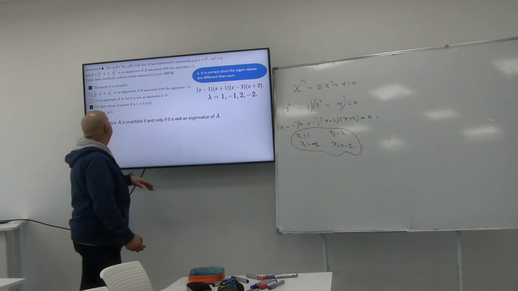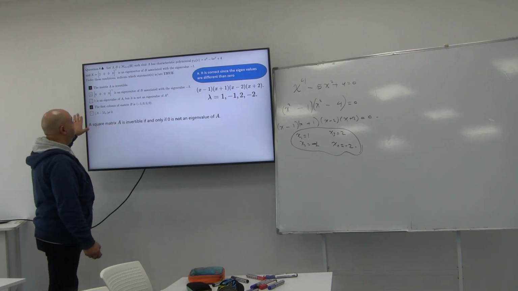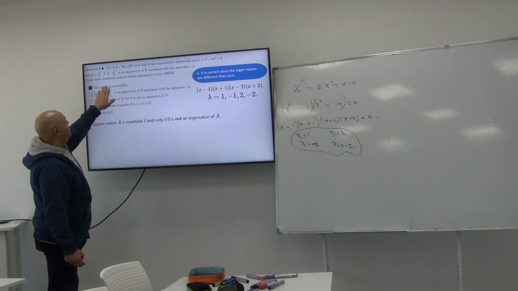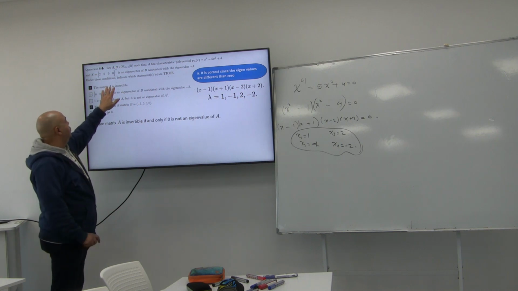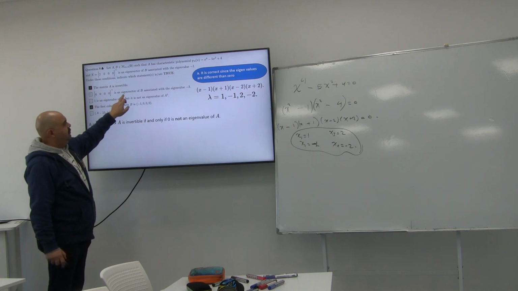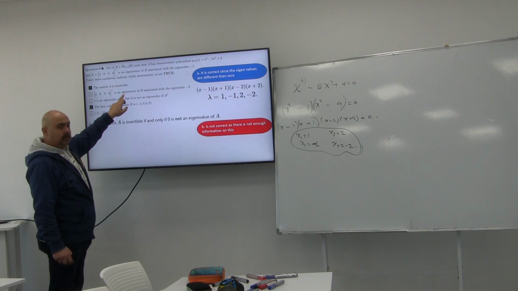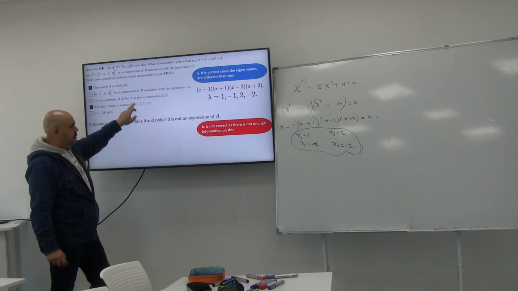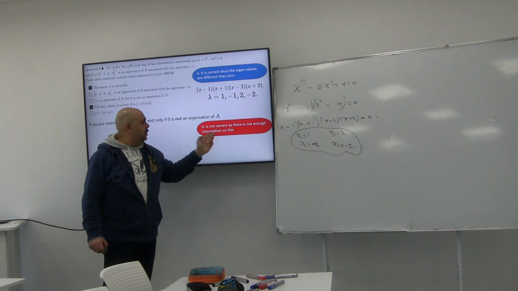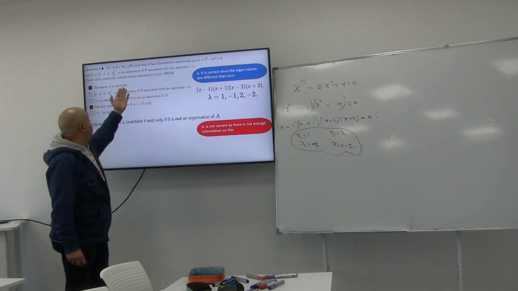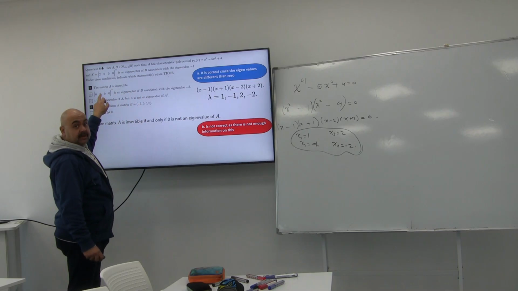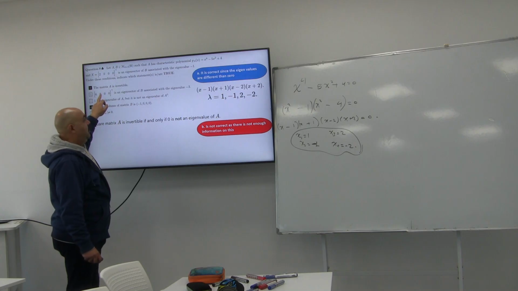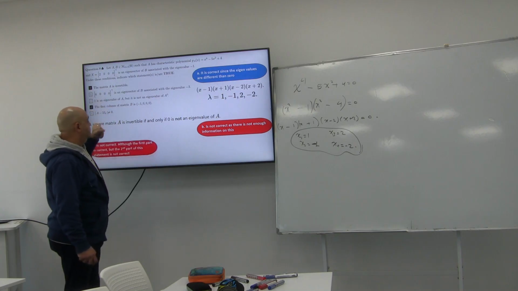So mainly I can answer many questions now. The matrix A is invertible, yes, since it doesn't contain 0. Next, is it an eigenvector of B? It's really very simple. All I have to do is to check, so it's not correct, and there is not enough information on this. I don't have the main matrix in order to check if this is an eigenvector or not. I don't have enough information about this.